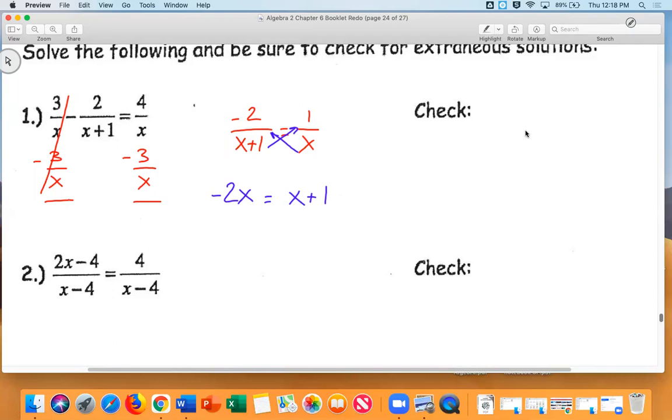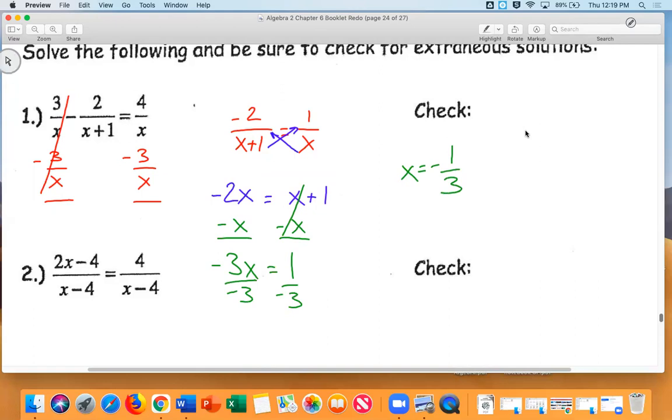I have that. And then, Justin, I'm asking you to solve that. So what would you do to solve that? Well, remember, don't forget the basics. The basics are to get all the x's to one side. So how do you get rid of that plus x? Yeah, so I subtract that. That gives me negative 3x equals 1. And now, Justin, I can divide by negative 3. And I get x equals negative 1/3.